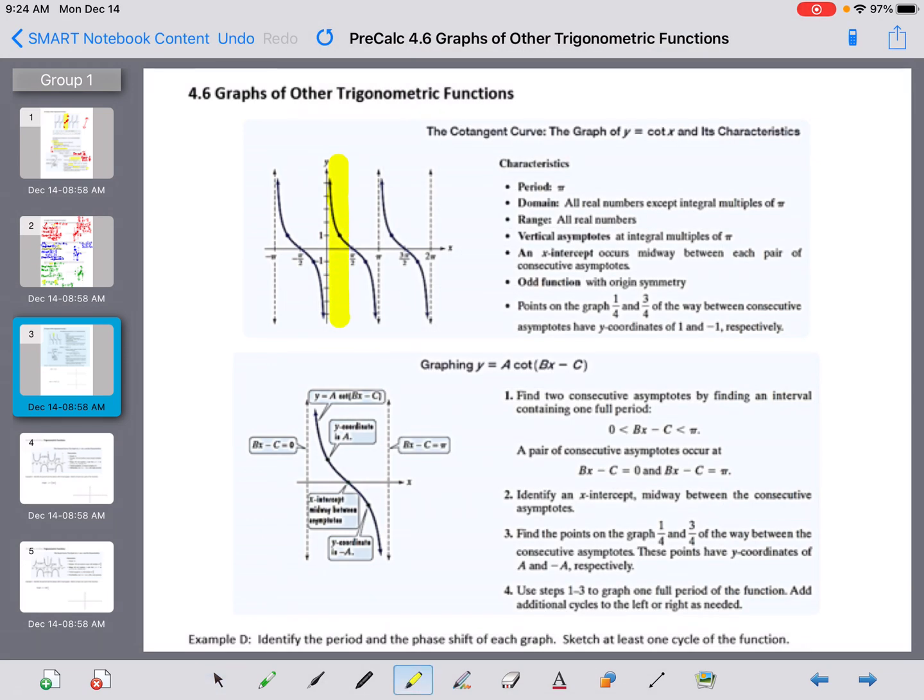Okay, it goes between 0 and pi. Instead of negative pi over 2 and pi over 2, it goes between 0 and pi. That is one full cycle right there, okay? My period is still pi. So anything with tangent or cotangent, the period is pi.